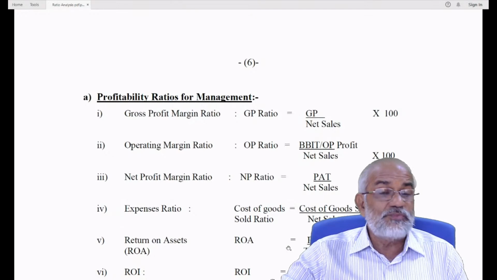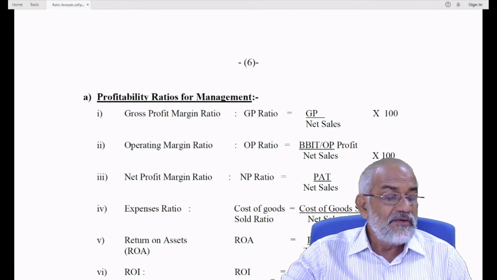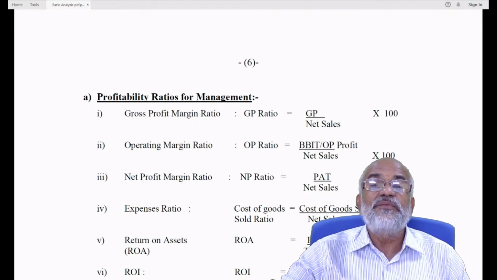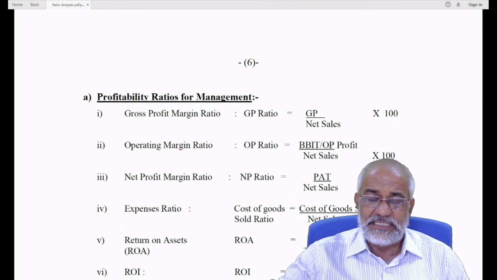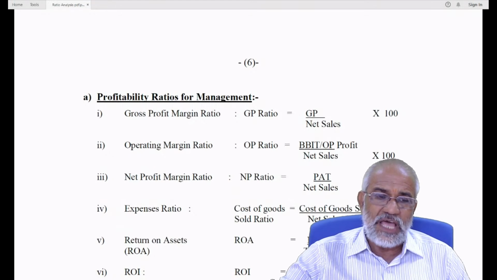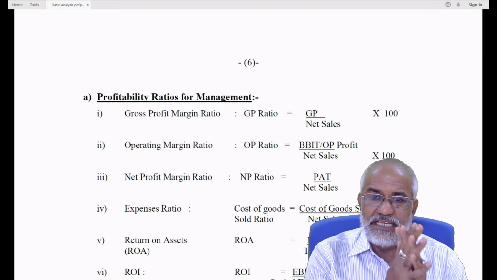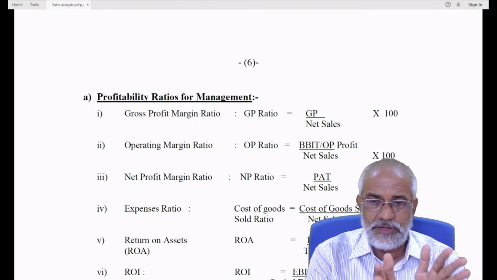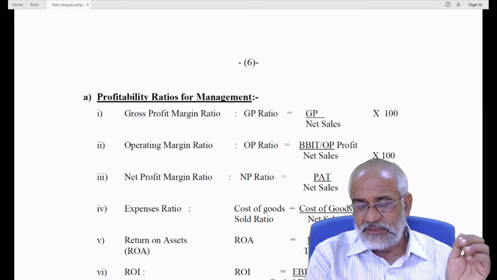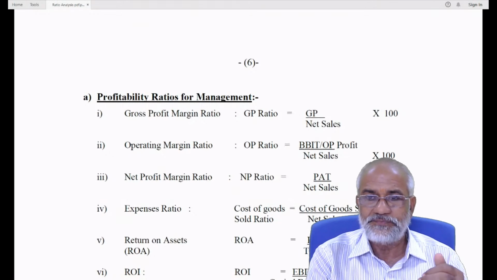So what are the ratios coming under the profitability ratios, particularly where the management is interested? First one is the gross profit ratio, or the gross profit margin ratio. Gross profit ratio is computed by gross profit divided by the net sales into 100. Always the profitability ratios are expressed in terms of percentage. So the gross profit ratio is a certain percentage of the net sales. The gross profit is determined from the trading account, and when it is divided by the net sales into 100, that will be the gross profit ratio.